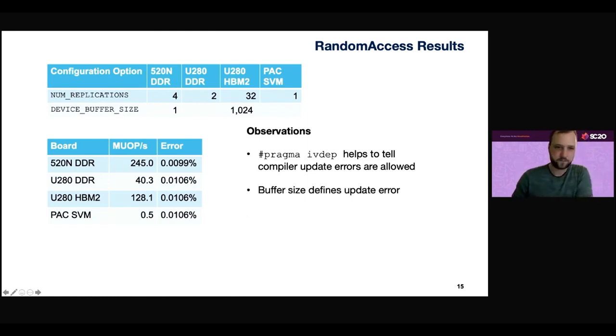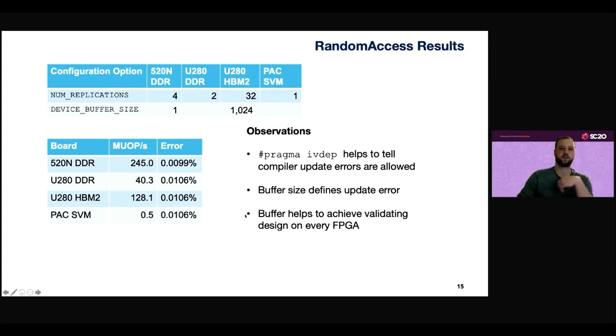For all the others, you can see that the error is exactly the same. This is because we picked the same memory buffer size for every implementation. And this is also something interesting about this implementation. We can define the error that this benchmark will create in the end by defining the buffer size. And this also helps to validate this design for every FPGA, because with the pragma call, we cannot be sure if this will create an error below the threshold of 1% or not.